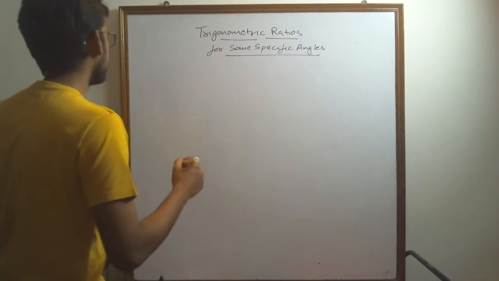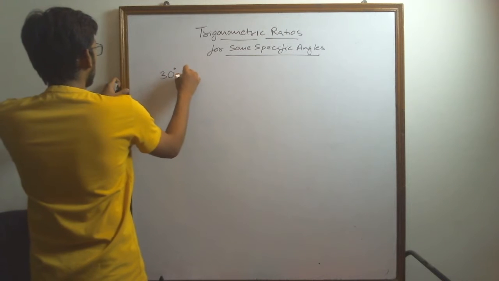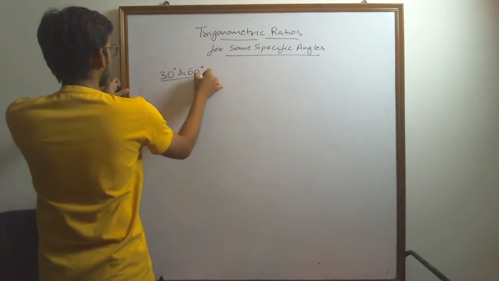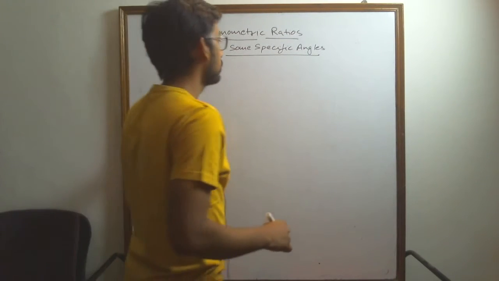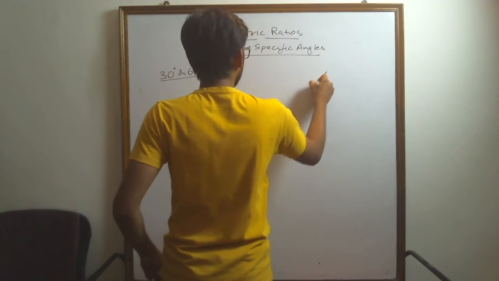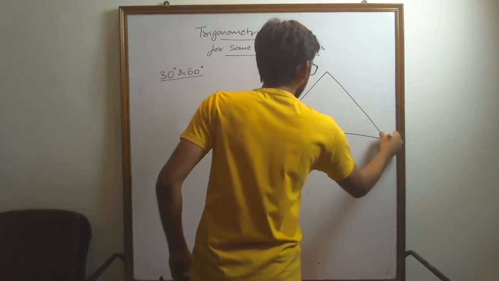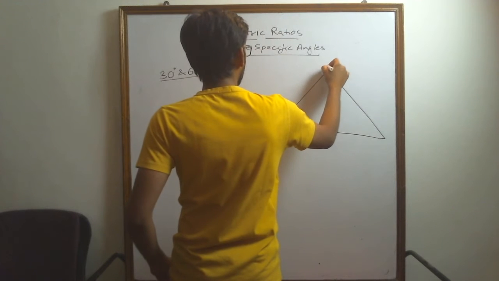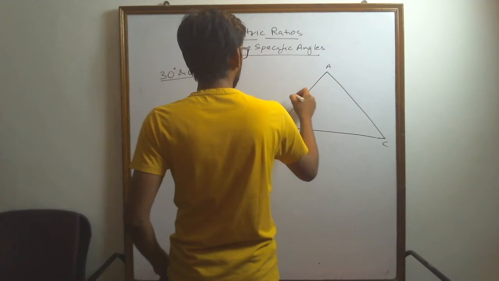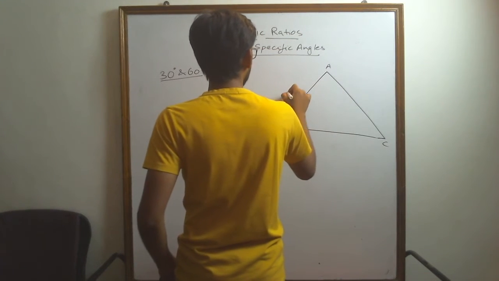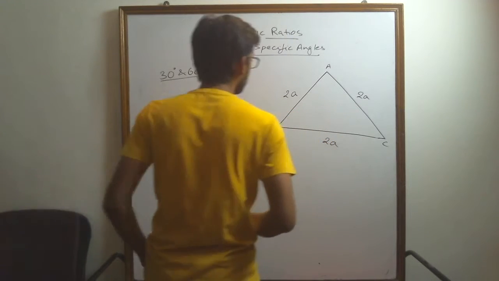Okay, alright. Now let's start with 30 degrees and 60 degrees. Find the values for these. To find the value for ratios of 30 degree and 60 degree, we will take an equilateral triangle. So an equilateral triangle, say ABC, all sides will have the same length, so let the sides be 2A. For our convenience, let us take them as 2A.